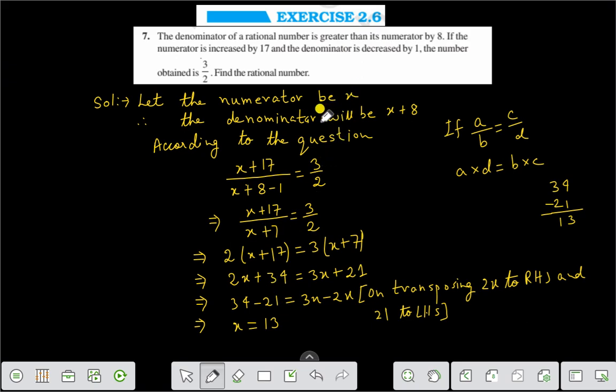That is, the numerator is 13. Therefore, the denominator will be x plus 8. Numerator is equal to x, that is equal to 13. Denominator is equal to x plus 8, that is equal to 13 plus 8, and that becomes 21.